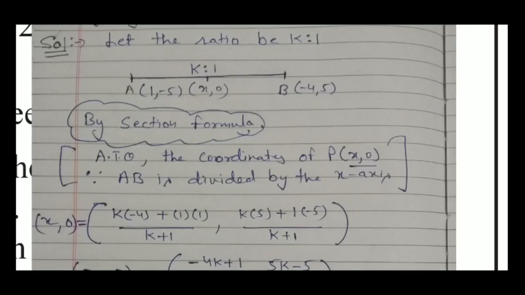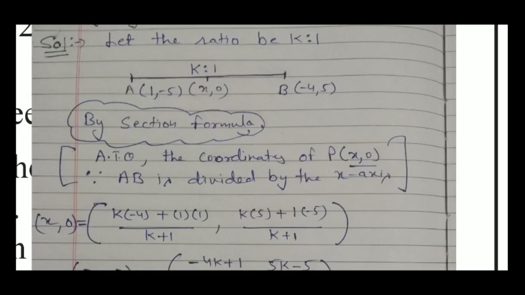Let the ratio be k:1, because we have to find the ratio. You can see in the figure AB is the given line segment whose coordinates of A are (1, -5), and coordinates of B are (-4, 5). Especially, P is the point whose coordinates are (x, 0). Do you know why the coordinates of P are x and 0?